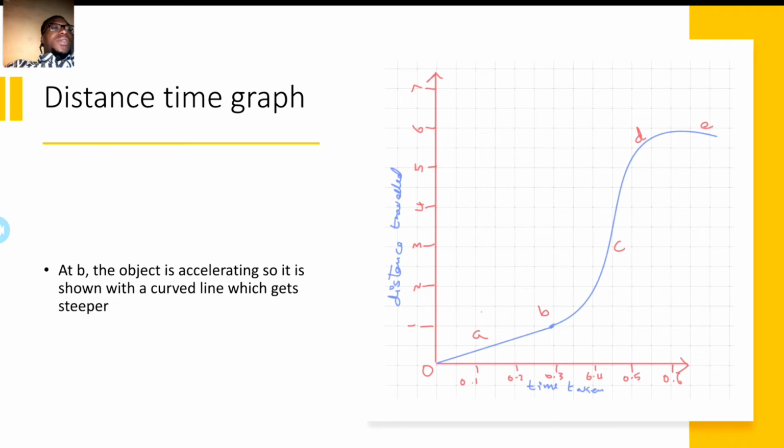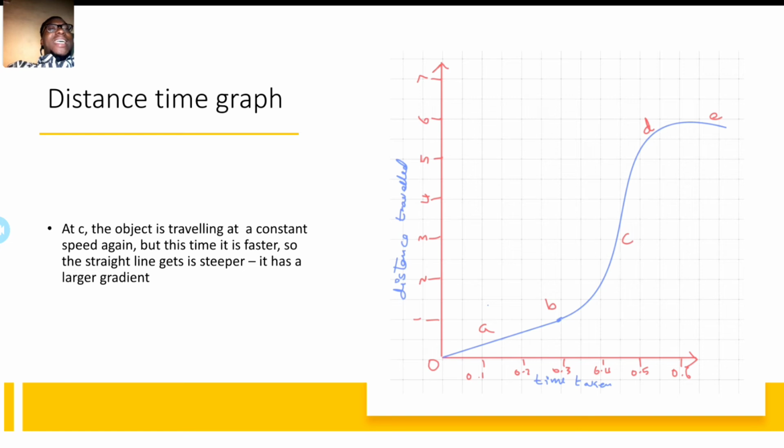And if you have a situation where the graph looks like what you have for B, that's just a curved line pointing upwards. That is synonymous to when the object is now starting to accelerate. When we say accelerate, that means the speed is changing but at an increasing rate.